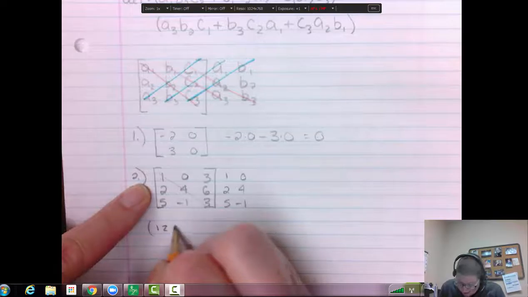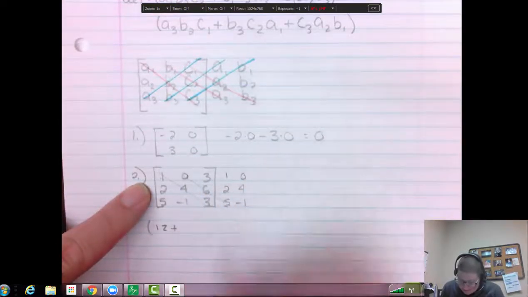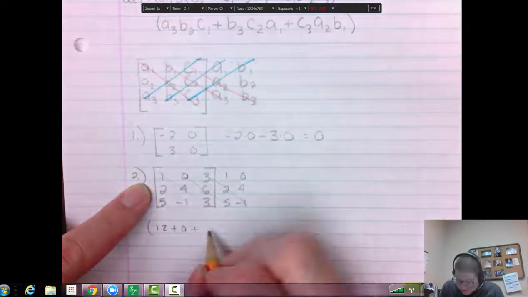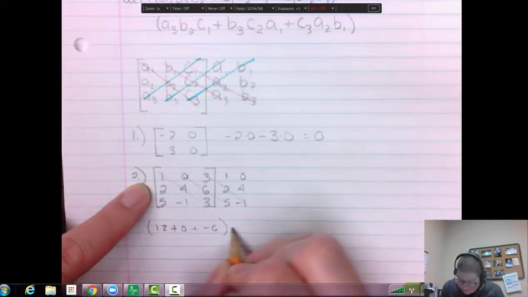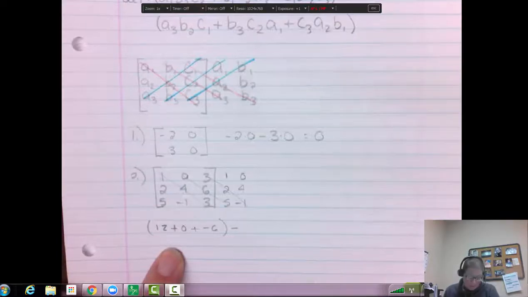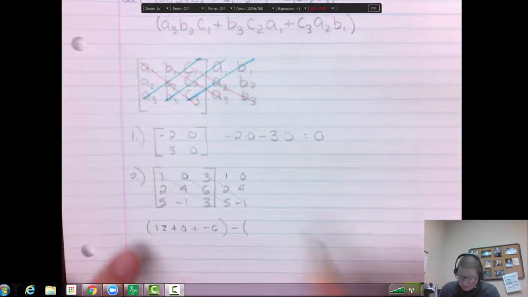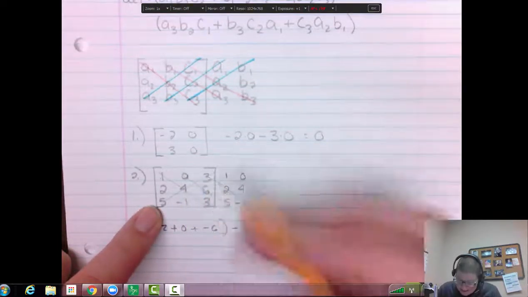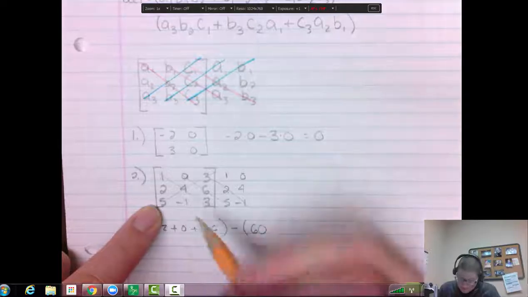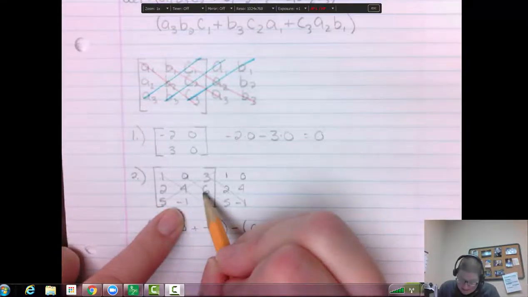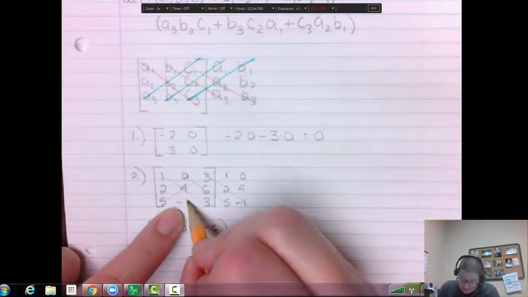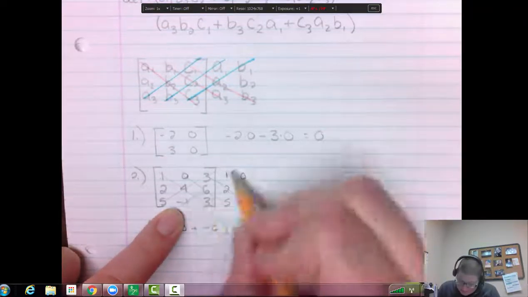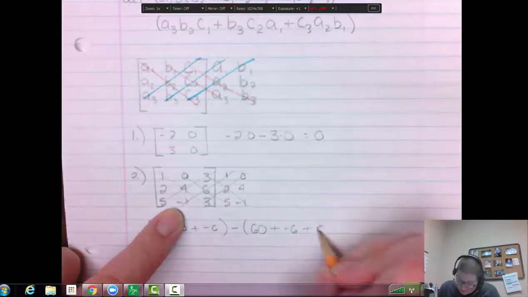And I'm going to add that to 0 times 6 times 5. 0 times anything is 0. And then I'm going to add that to 3 times 2 is 6. 6 times -1 is -6. So there's my first one here. And then the next one will go up, right? So 5 times 4 times 3. 5 times 4 is 20. Times 3 is big. It's 60. Plus -1 times 6 times 1. Negative is -6. Plus, we just did this one, 3 times 2 times 0 is 0.